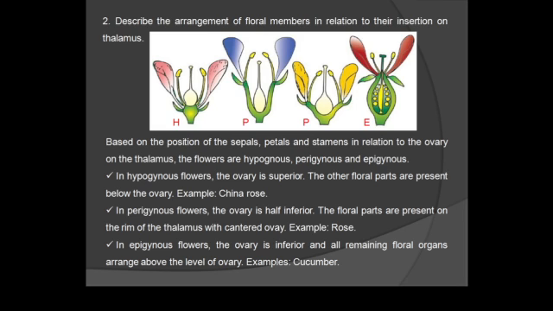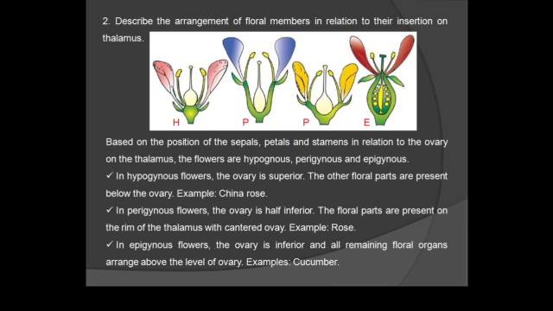And the last type is epigynous flower. In this condition, the ovary is inferior and all the remaining floral organs are above the level of the ovary. This situation is observed in cucumber species, cucumbers.